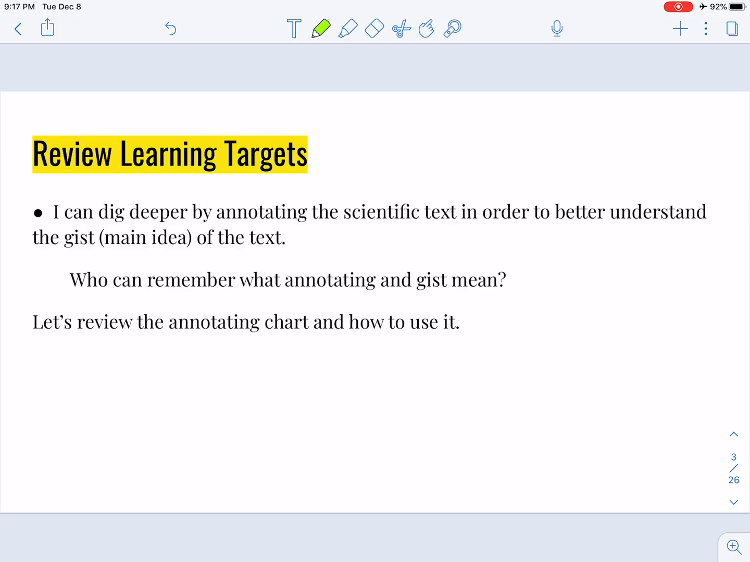Hopefully, you said that annotating is when we make notes about something. We take notes in the text. As we're reading, we might be highlighting, we might be drawing a little star to tell us that something's important, or we might be circling a word because we don't know what it means. That is annotating. Now, what about the gist? The gist is the main idea of the text, and I tried to limit it to 10 to 15 words.